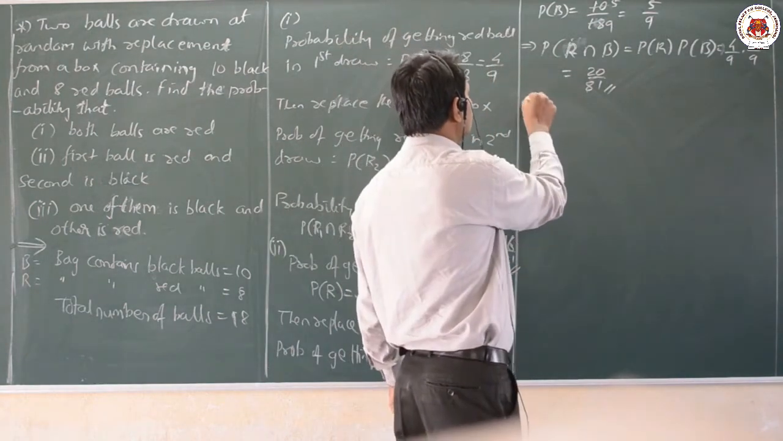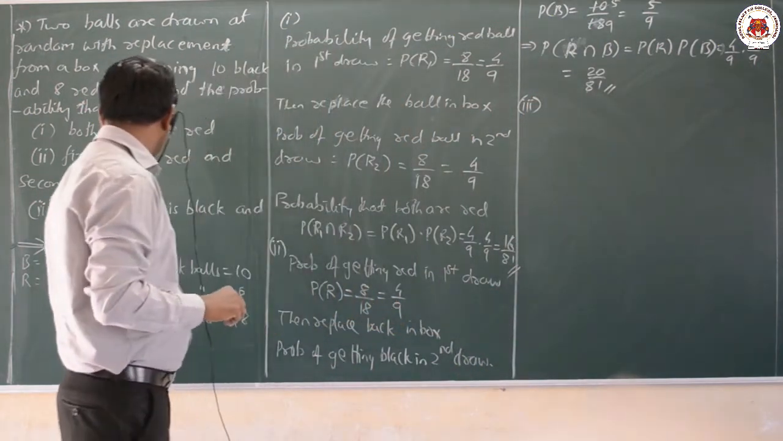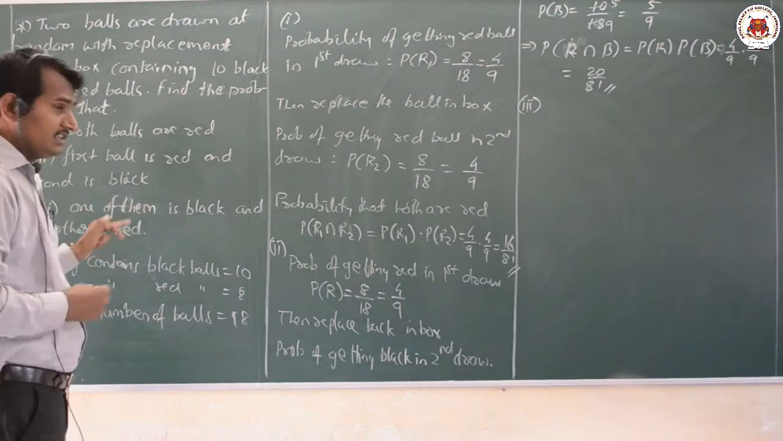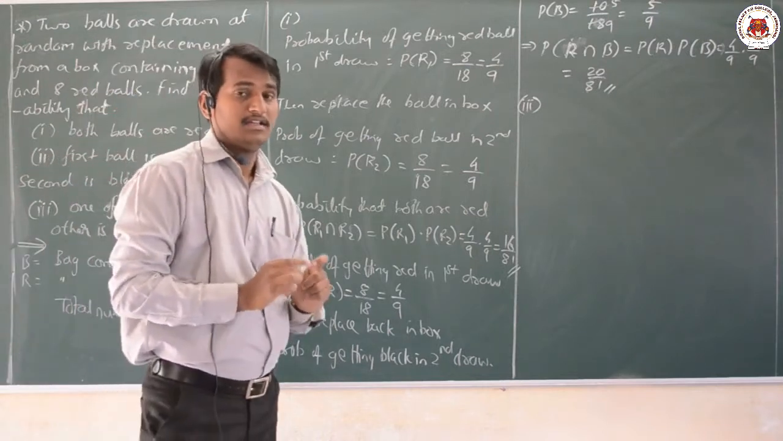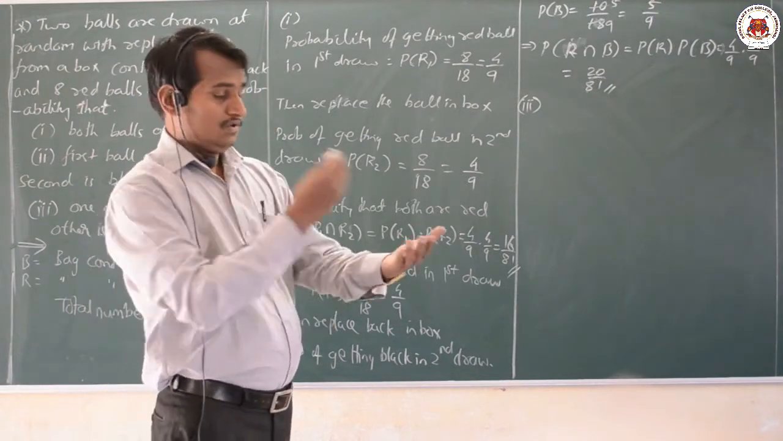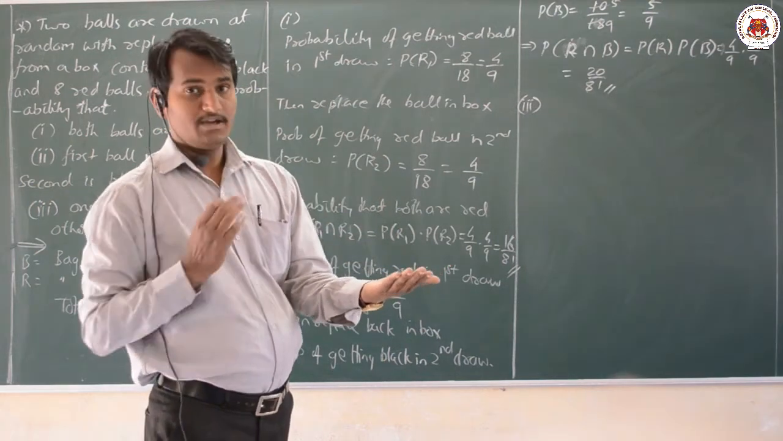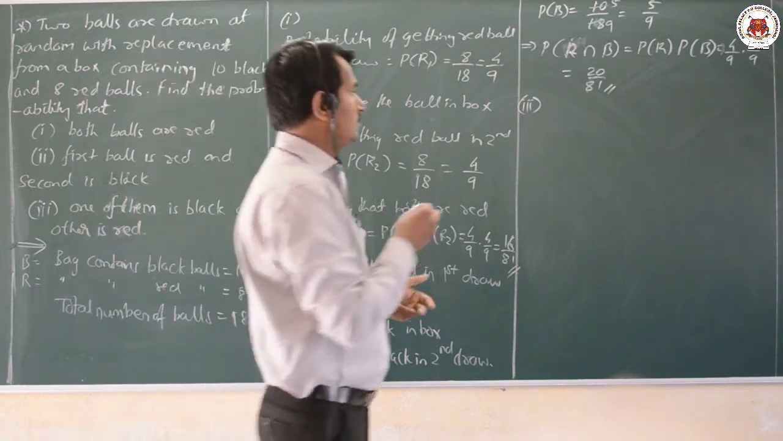Okay dear students, now let us start with the third one. Now we shall observe the third one. What it is asking is that one of them is black and the other is red. That means we don't know whichever ball I choose first, whether it is red or black. That means here there arise two cases. What are those two cases?